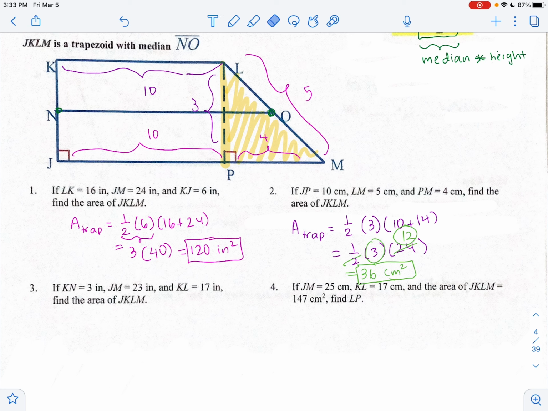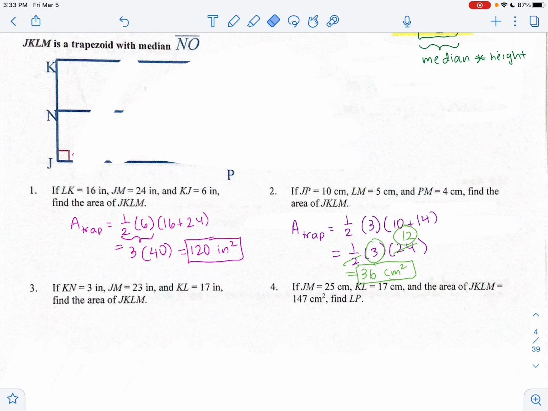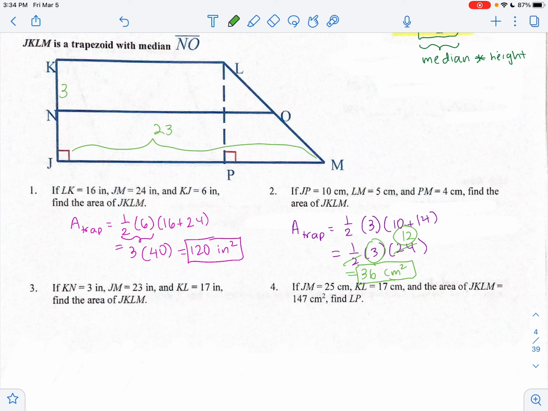Now for number 3, let's go ahead and see what we have. Let me make sure I erase everything here. For number 3, you're given that KN is equal to 3. You've got JM is equal to 23 inches, so the entire bottom base. KL is 17. Find the area of JKLM.